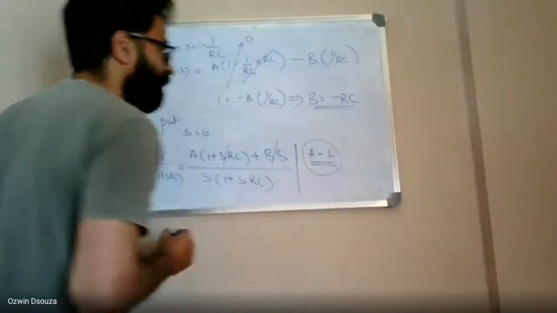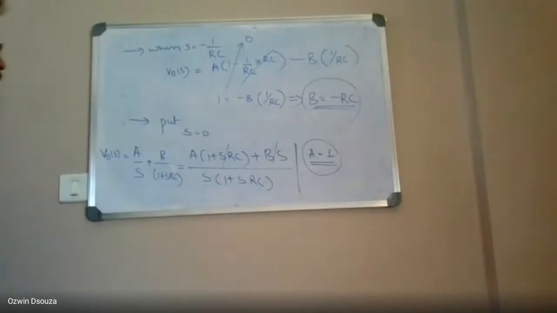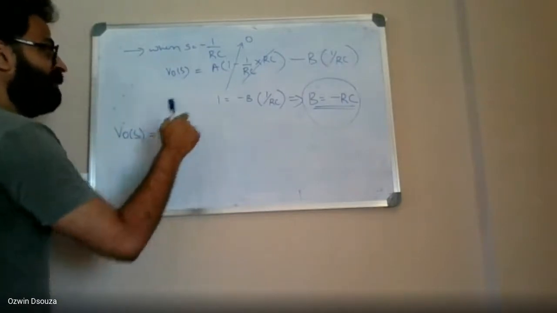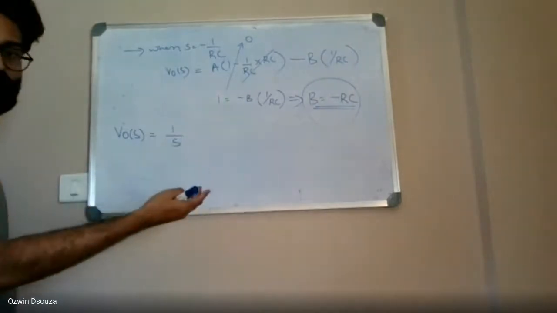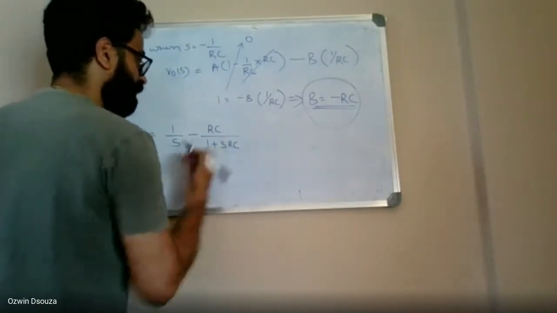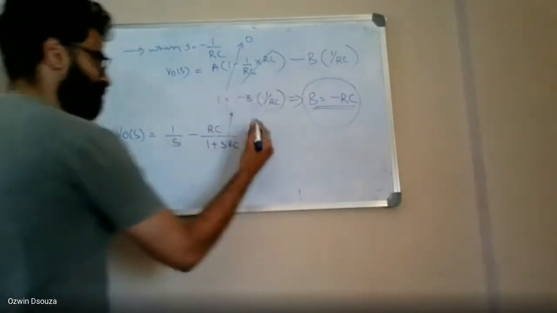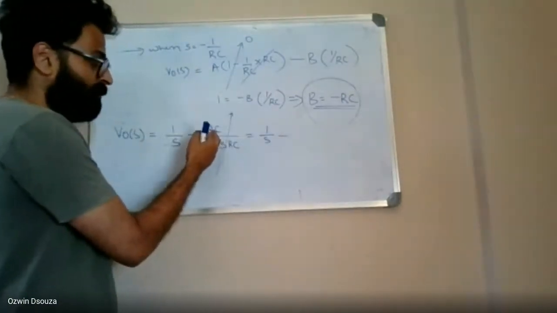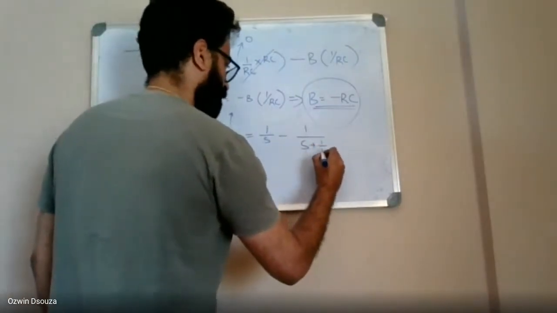So the coefficient of A is 1, and the coefficient of B is negative RC. Once you have these coefficients, you can complete the output description, which is V naught of S is equal to A by S, right? What do we have against A? Unity. So 1 by S plus B divided by 1 plus S into RC. Against B, we have RC divided by 1 plus S into RC. So I will try to keep this in standard form. So first term, I'll keep it as it is, 1 by S minus, let me take RC common from the numerator and denominator. So I'll be left with 1 divided by S plus 1 by RC.